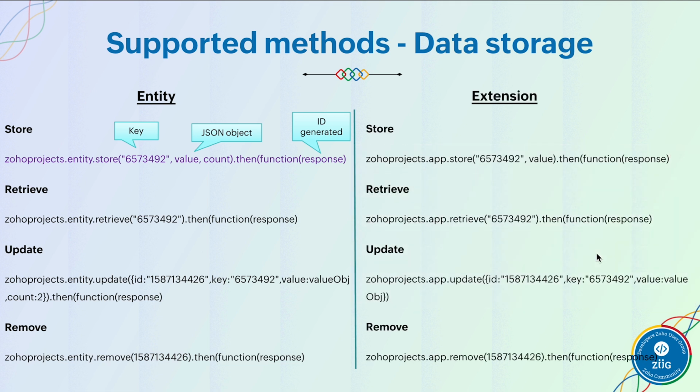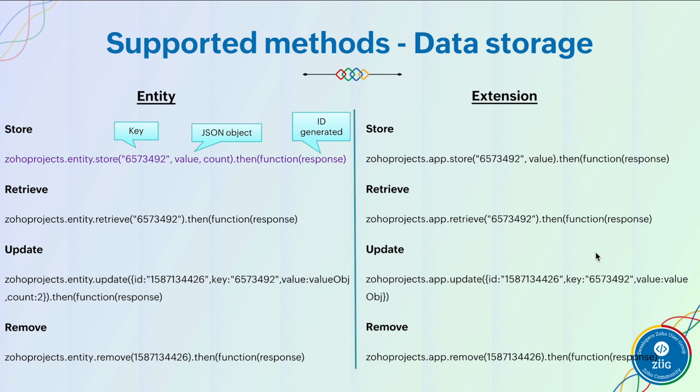So this is an optional parameter. If you include it, then the number will be available next to the widget's name. This is with respect to entity.store, where you have to construct the data in a key value format, and then the count parameter can be included as an optional parameter if required. Also, as a response for this entity.store method, an ID will be generated.